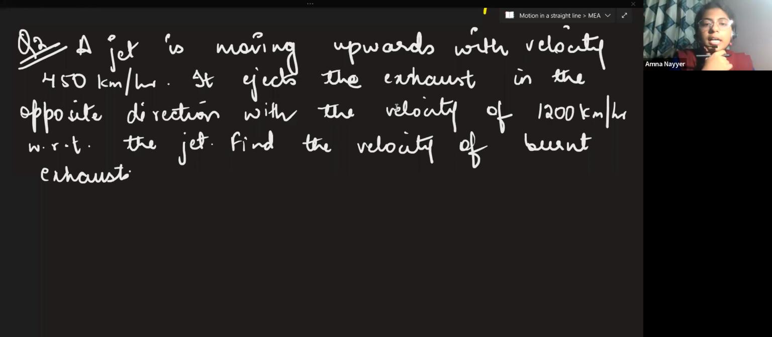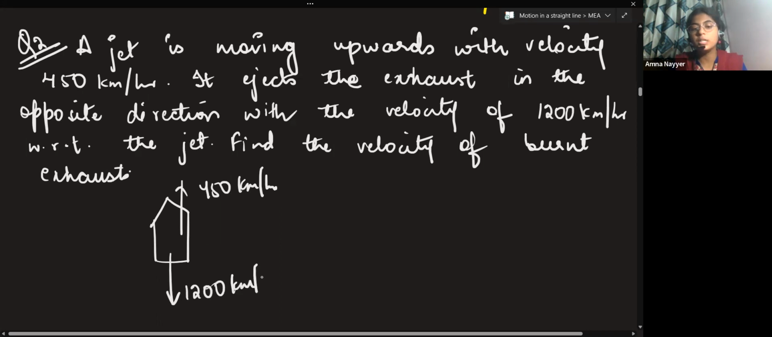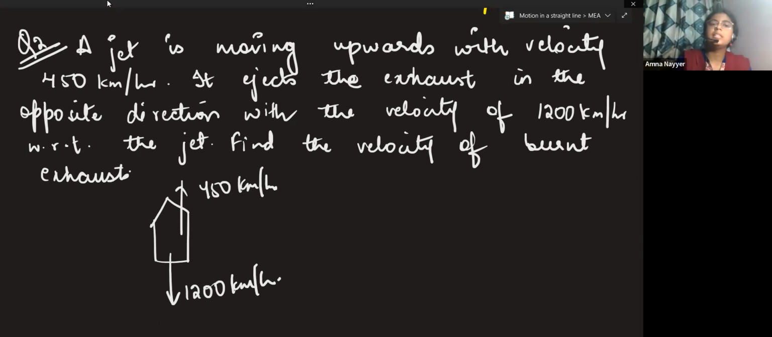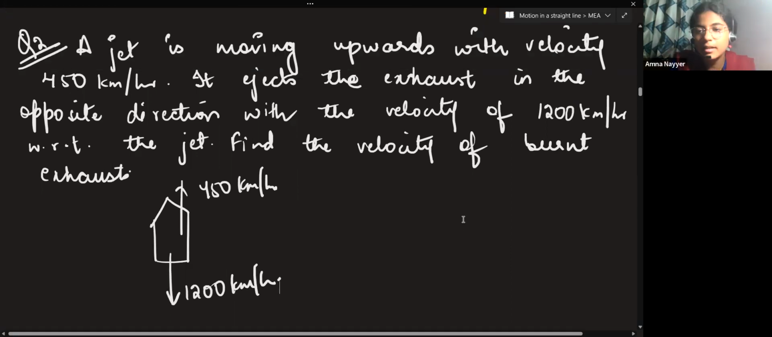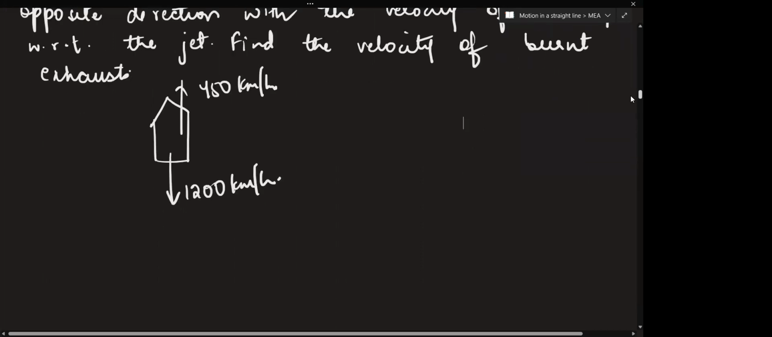So good. It says if a jet is moving, see, a jet is moving. So velocity of this jet is 450 kilometer per hour. All the exhaust is coming in the downwards direction. This velocity is 1200 kilometer per hour, but this is not the absolute velocity given. It means this is not the velocity of the exhaust. This is the velocity of exhaust with respect to the jet. It means is it absolute or relative? Yes, class. Absolute or relative? This 1200. Relative. Exactly. This is relative.